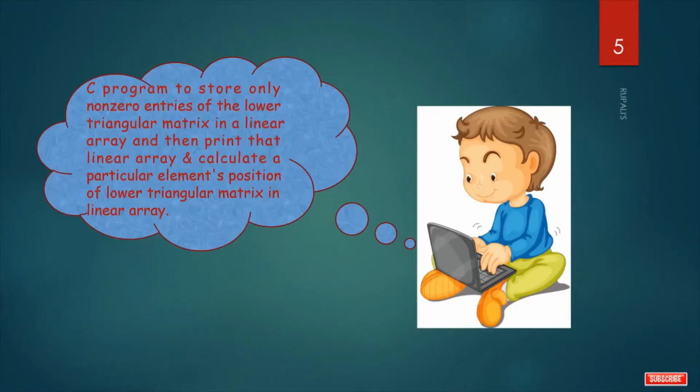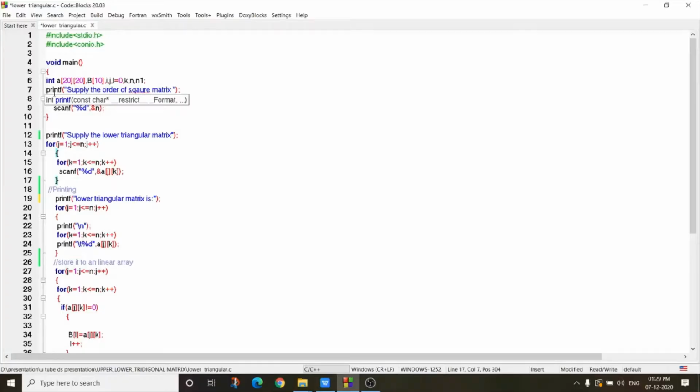Now a program to store only non-zero entries of the lower triangular matrix in a linear array, then print that linear array and calculate a particular element's position of the lower triangular matrix in the linear array. Now see the program. So this is our program. There are two integer arrays. One is two-dimensional, another is one-dimensional. The two-dimensional array is used for storing the square matrix and the one-dimensional array is used for storing the non-zero elements.